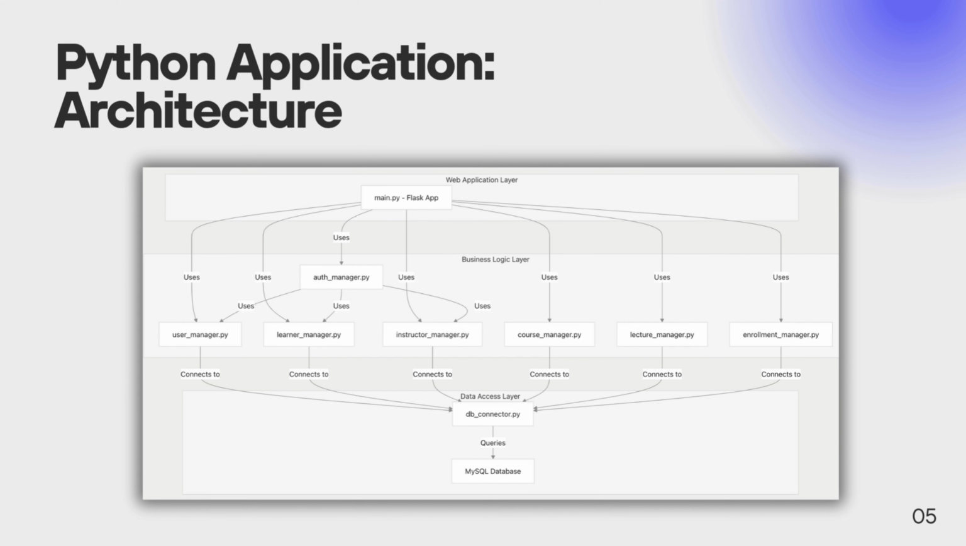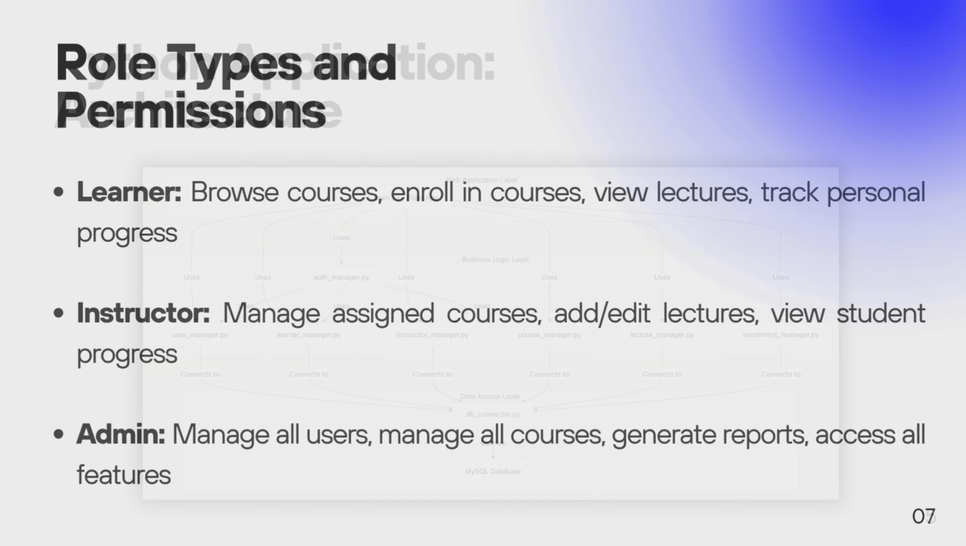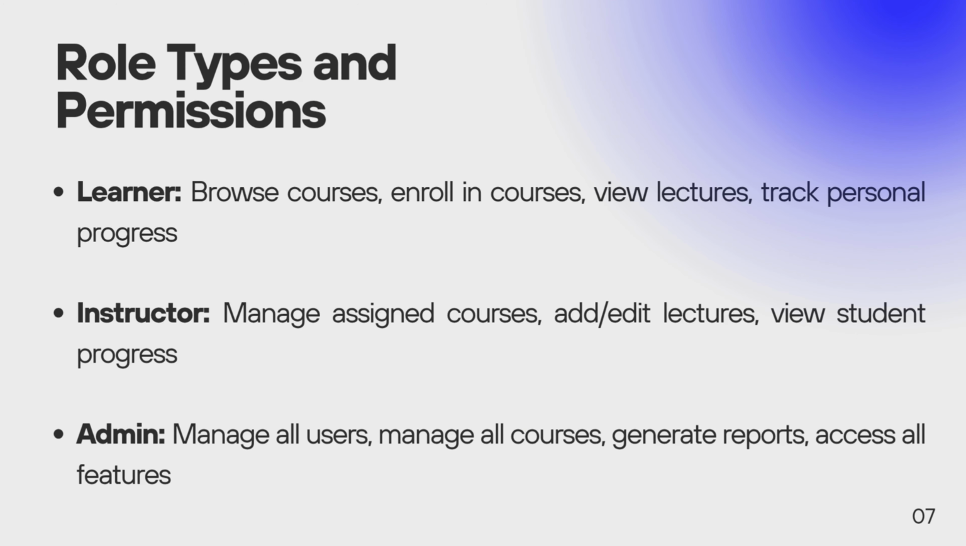Our graphical user interface is a web application built with Python using the Flask framework. As you can see in our architecture, user requests from the browser are handled by Flask routes defined in main.py. These routes then call functions within our manager modules, which encapsulate business logic and database interactions, connecting to MySQL via a dedicated DB connector. Here are three role types and permissions in our app: learner, instructor, and admin.